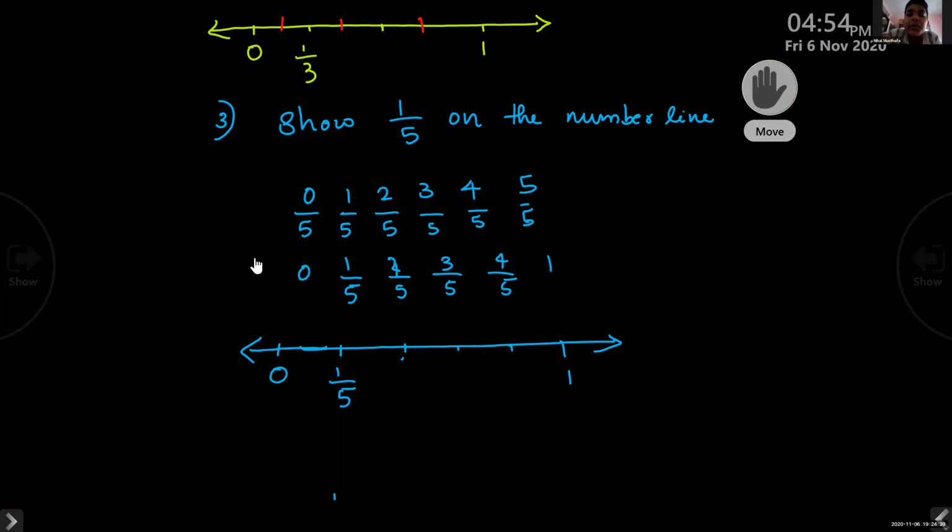Ma'am, can you show second question? Second question is 1/3 on the number line. Show 1/3 on a number line.